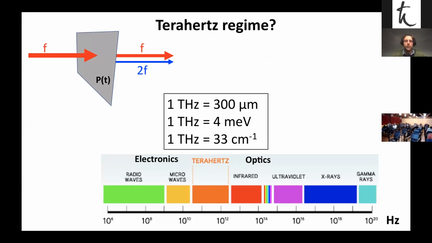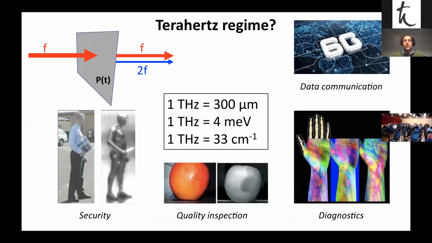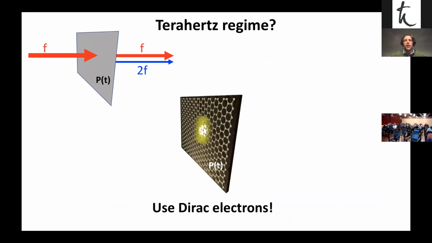That can also be an advantage because you can use tools both from electronics and from optics for this terahertz regime. It's also a very interesting regime for all kinds of applications, ranging from security, quality inspection, and diagnostics, all the way up to data communication. We were struggling to find good materials to do nonlinear optics in the terahertz regime until we met 2D materials, and in particular materials that have Dirac electrons, so electrons with a linear momentum-energy dispersion relation.